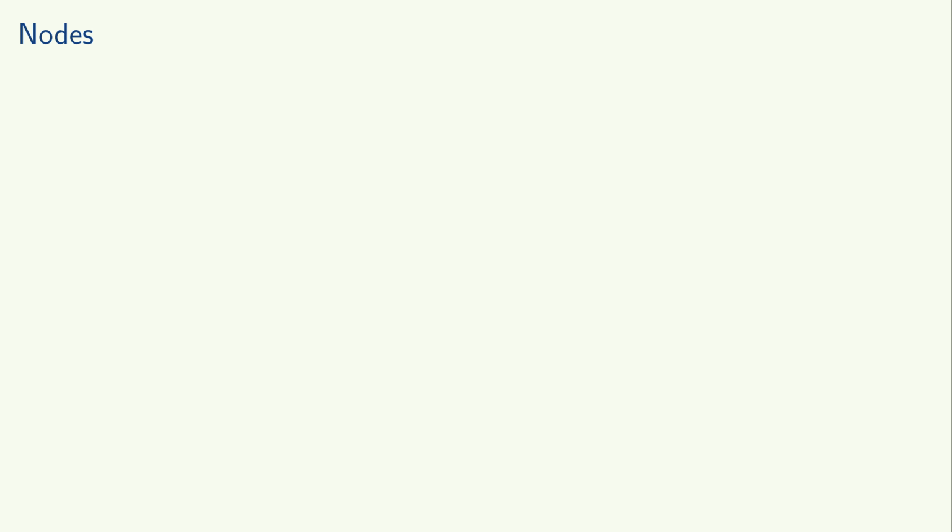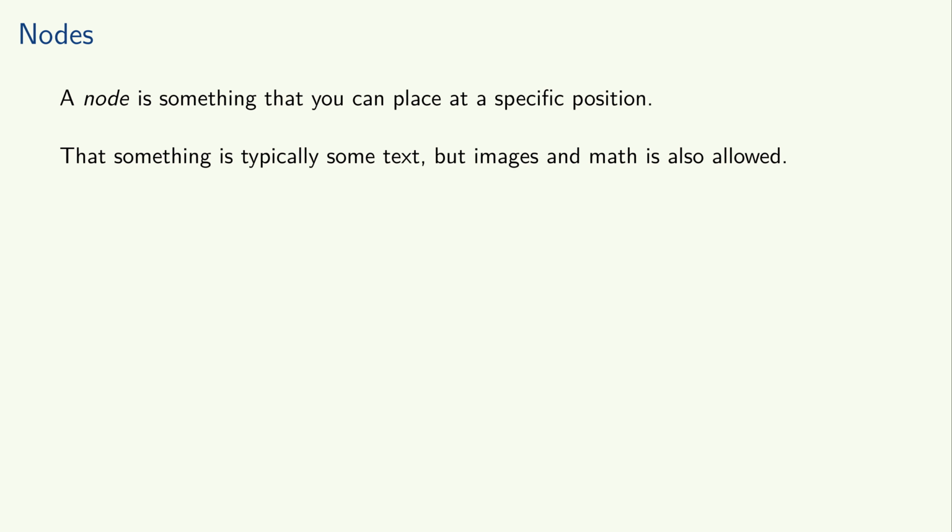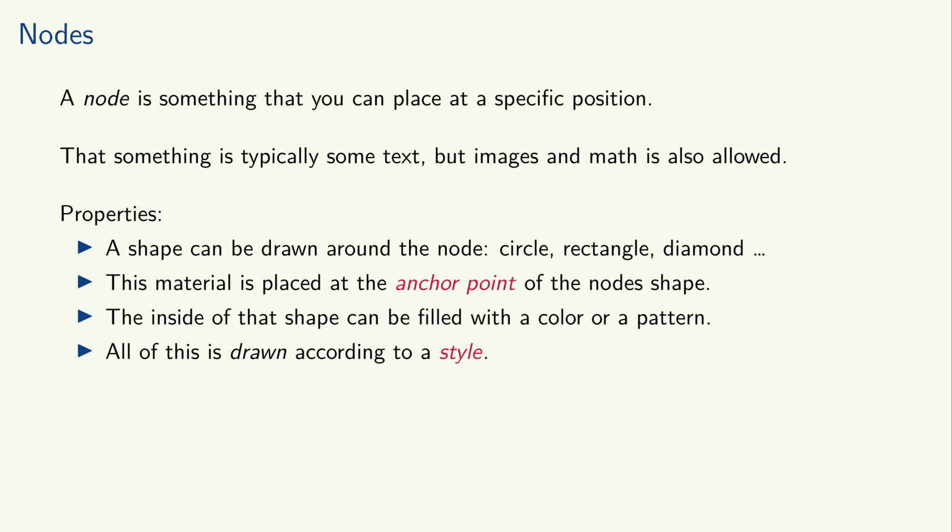What we want to draw first is nodes. A node is something that we can place at a specific position. It's typically some text. We can have images in there. We can have some math, but it is something. And around that something, we have a shape. That will typically be a rectangle or a circle or a diamond shape. TikZ has a selection of these, and we just say, I want this. We can also define our own, but that's a more complicated matter. I'm not going to cover that.